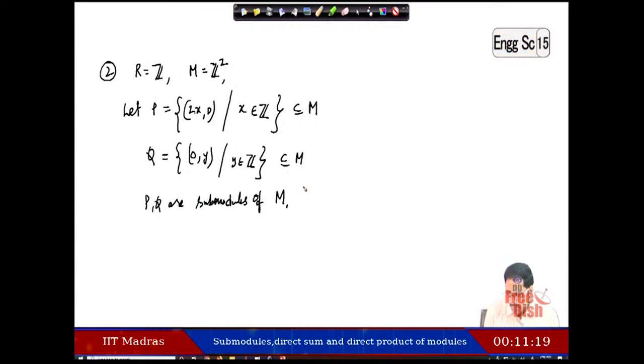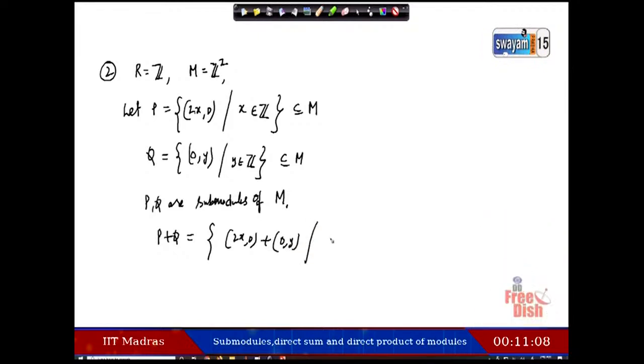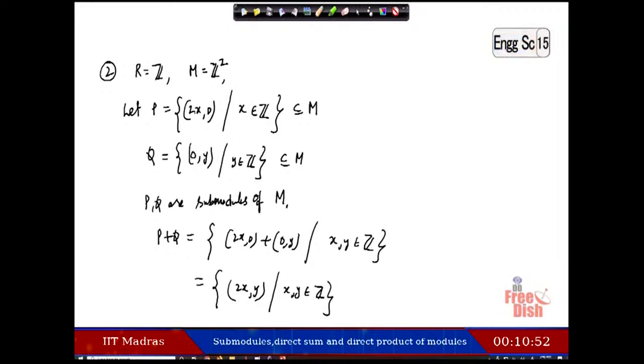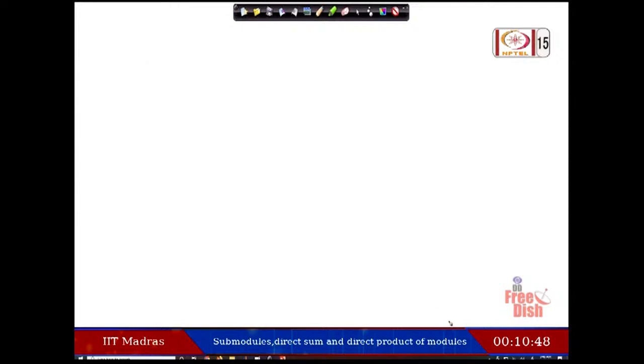So, if we compute P plus Q, what is that? That is simply (2x, 0) plus (0, y) such that x and y belong to Z. So, what is this? This is (2x, y) such that x and y belong to Z. One can check that this is also a submodule of M.